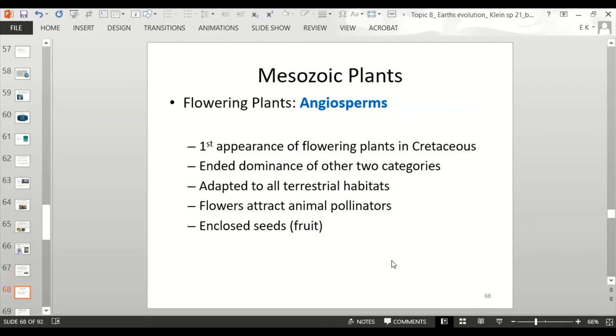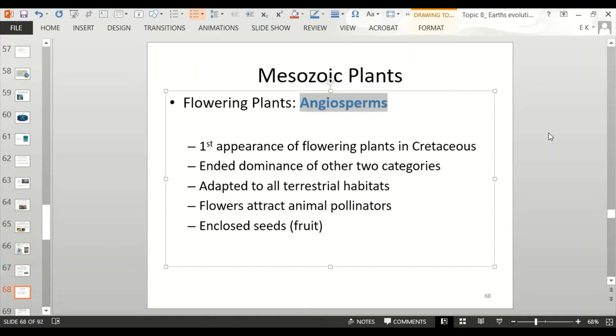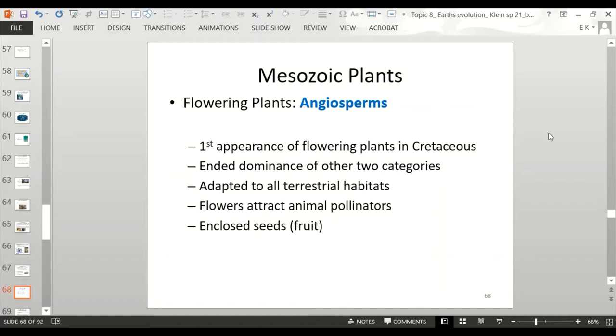And what about plants? Towards the end of the Mesozoic, in the Cretaceous, we had the first appearance of flowering plants. And we call those angiosperms. Once we had flowering plants, it ended the dominance of the other two categories, the ferns and the gymnosperms. Okay, so now the flowering plants became the dominant type of plants. They were adapted to all terrestrial habitats. Terrestrial means land. And the flowers attracted animal pollinators. And they also had seeds that were enclosed inside a fruit. And we see that today. If you're going to eat a fruit, there's seeds inside.